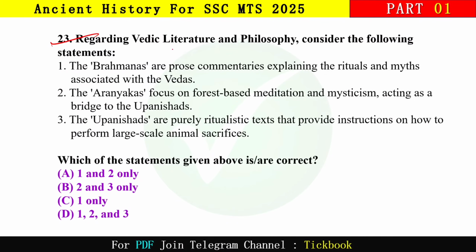23. Regarding Vedic literature and philosophy, consider the following statements. Option number A, 1 and 2 only. 1. The Brahmanas are prose commentaries explaining the rituals and myths associated with the Vedas. Number 2. The Aranyakas focus on forest-based meditation and mysticism, acting as a bridge to the Upanishads.